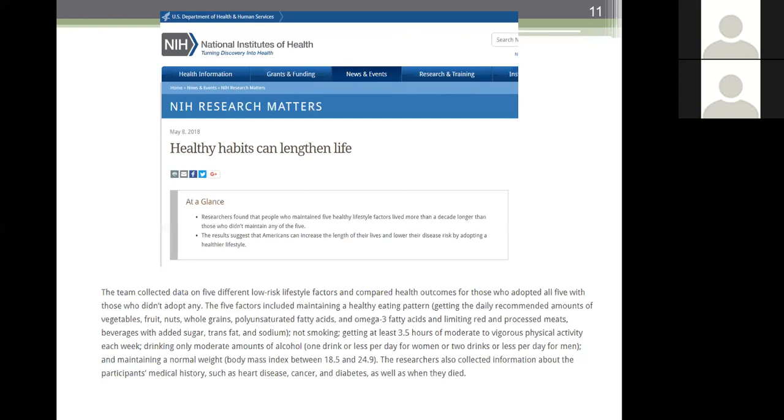I mean, look at the 5 factors here in front of you. It says a healthy eating pattern, nothing crazy. And then how about not smoking, getting at least 3.5 hours of moderate to vigorous physical activity each week, drinking only moderate amounts of alcohol, which, by the way, is 1 drink or less for women. Many don't realize that, and 2 drinks or less for men. So do keep that in mind. Above 1 drink a day for women and 2 for men, we do see problems increase in terms of disease risk. And maintaining a healthy body weight.